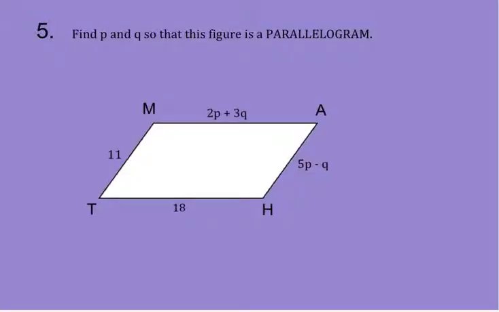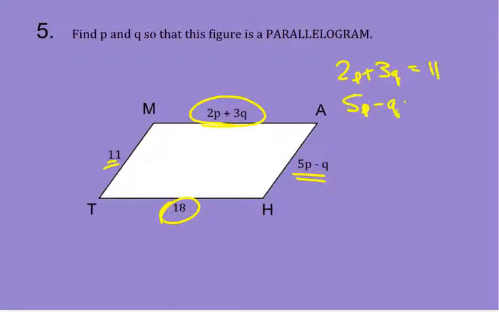So if you find P and Q so that this figure is a parallelogram, now transferring this into geometry mode, all I do is this. This is equal to this. This is equal to this. So I get 2P plus 3Q equals 11, and 5P minus Q equals, sorry, this should be 18. This should be 11.